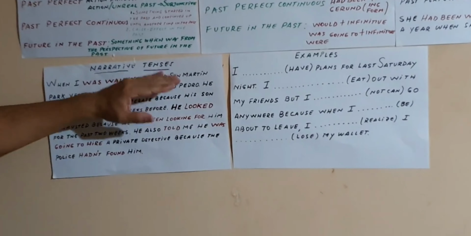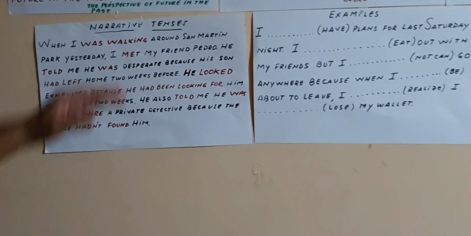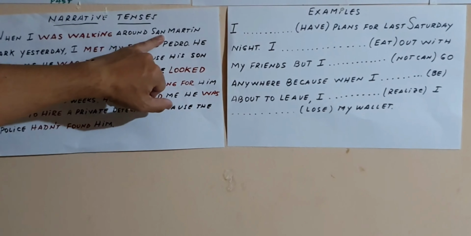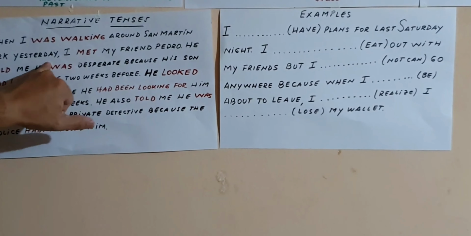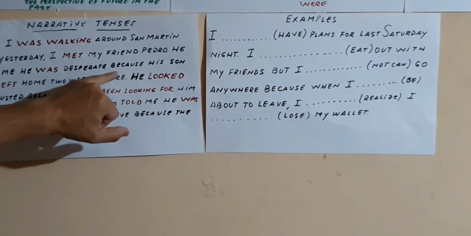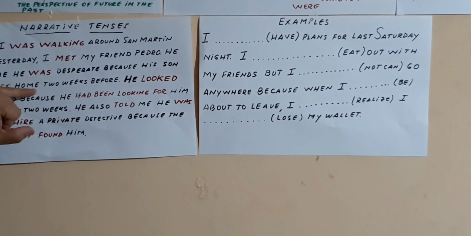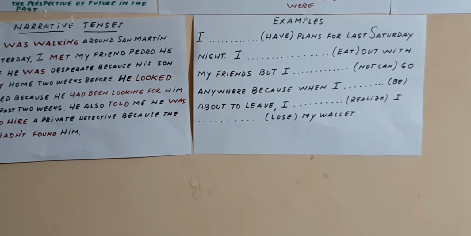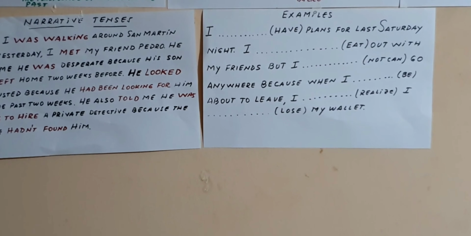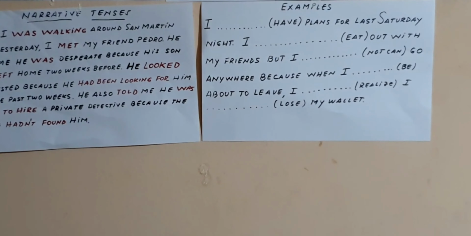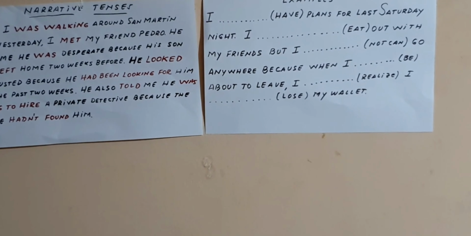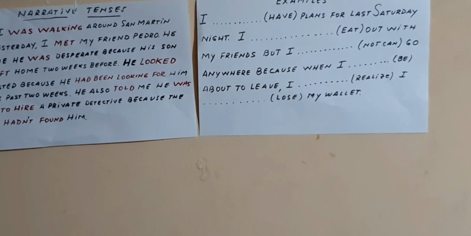So, I wrote here an example using the different narrative tenses. When I was walking around San Martin Park yesterday, I met my friend Pedro. He told me he was desperate because his son had left home 2 weeks before. He looked exhausted because he had been looking for him for the past 2 weeks. He also told me he was going to hire a private detective because the police hadn't found him.